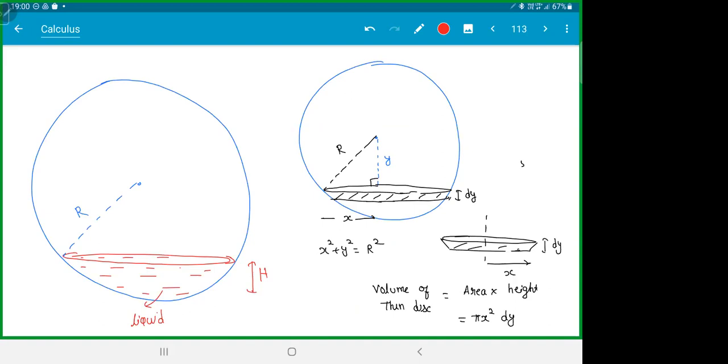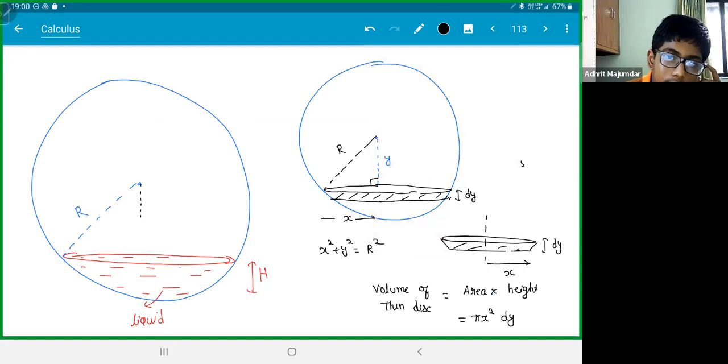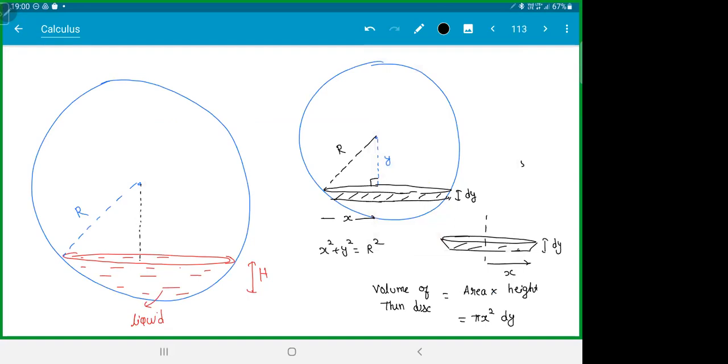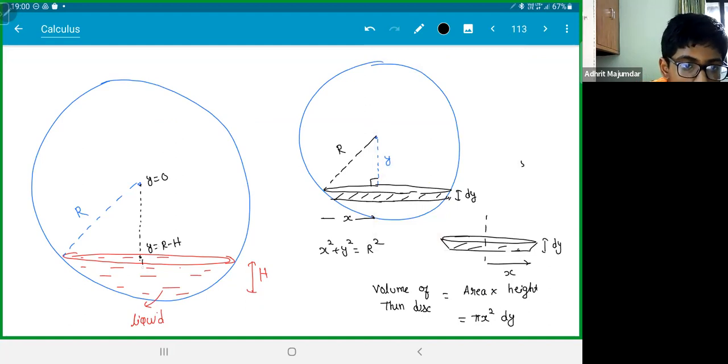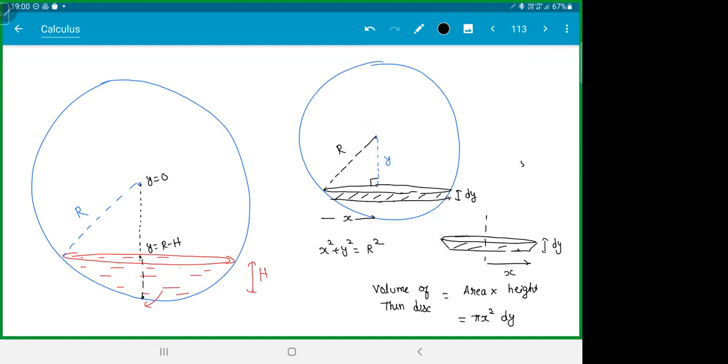What are the limits here? Y is going from where to where? Anyone? 0 to x. Nah, be careful here. What is y here? R minus h. What is y here? R, na? So the limits will go from where to where? Where is the water starting and where is the water ending? Water is starting from R minus h to R, right? Please check this page. This is the basic idea of this.